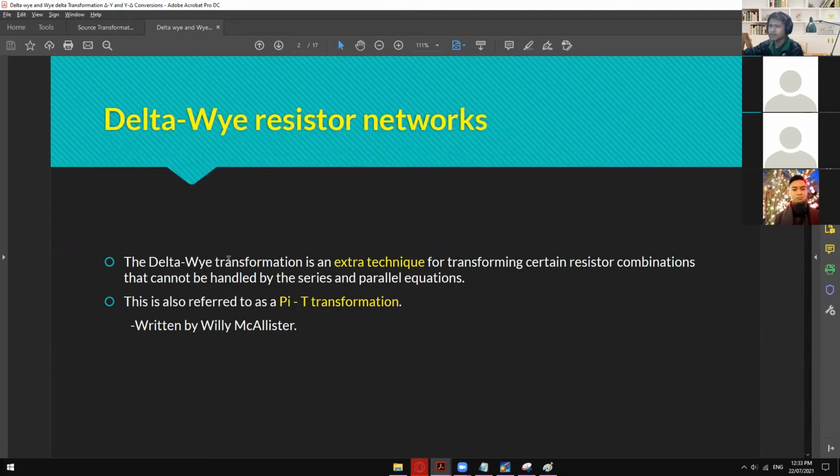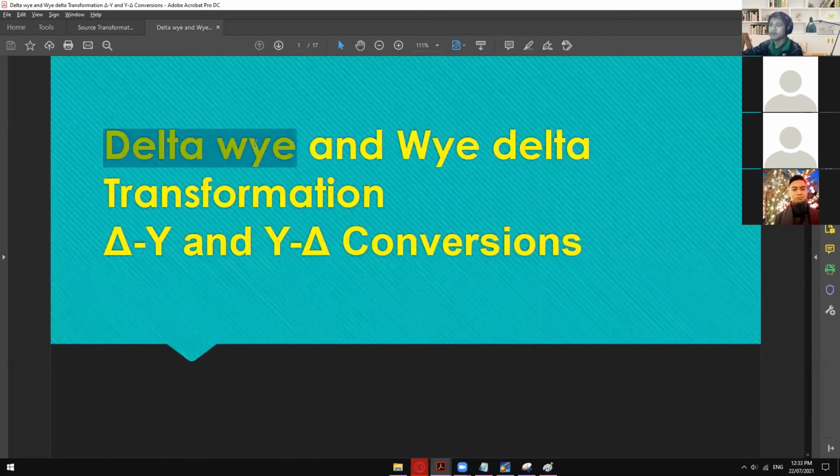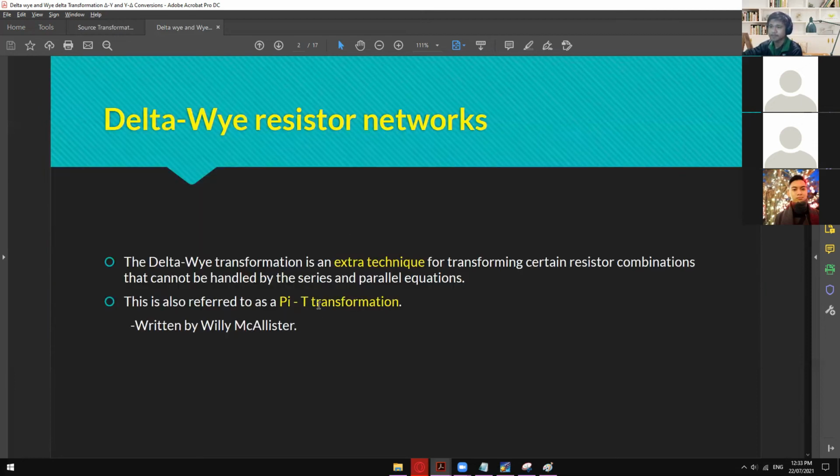Anyway, just a short background. The delta-Y transformation is an extra technique for transforming certain resistor combinations that cannot be handled by the series and parallel equations. So again, there are some circuits that we cannot easily convert right away into a series or parallel connection. If that is the case, then we have to use the delta to Y or Y to delta transformation. This delta to Y is also referred to as a pi-T transformation. So delta and pi are just the same, just a different terminology. The same with Y, Y is equal to T.